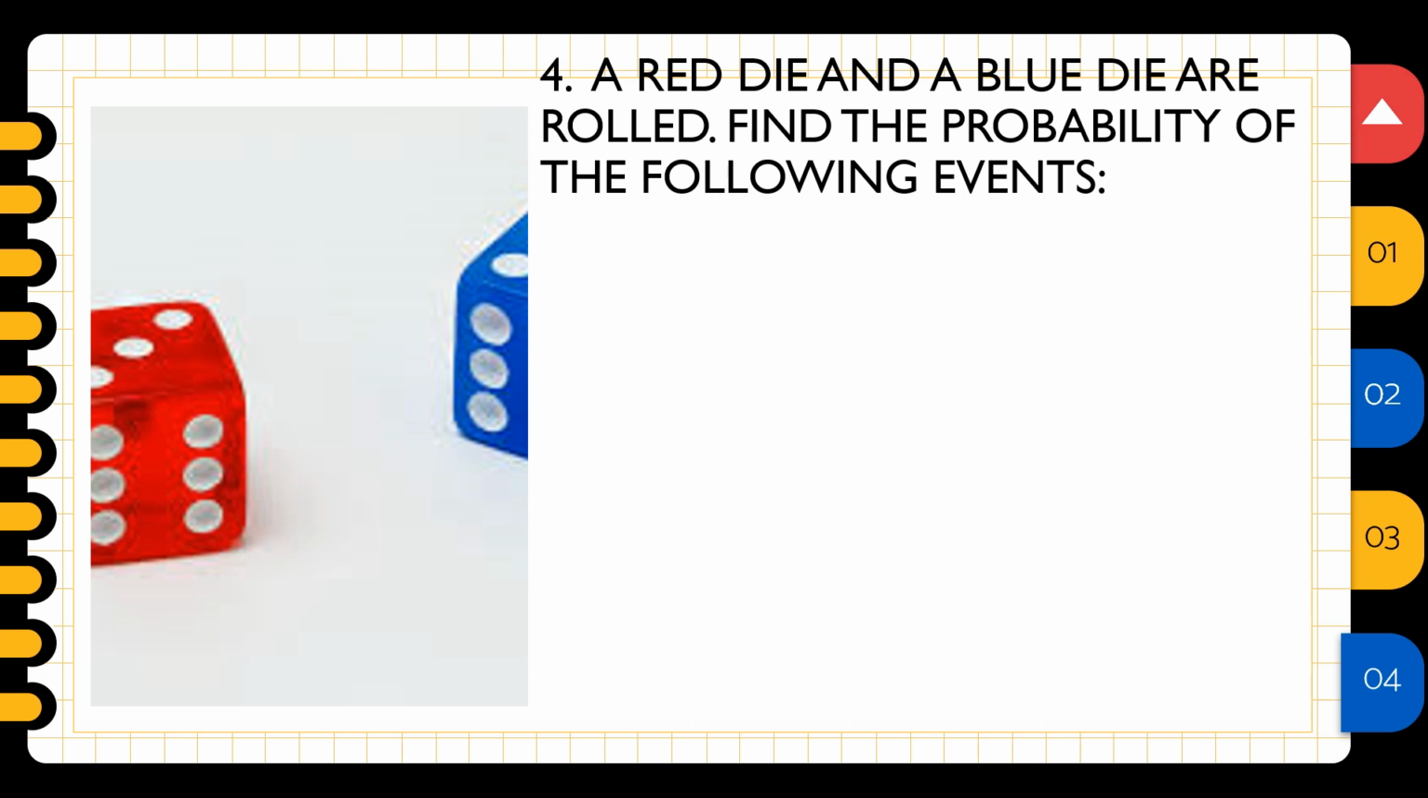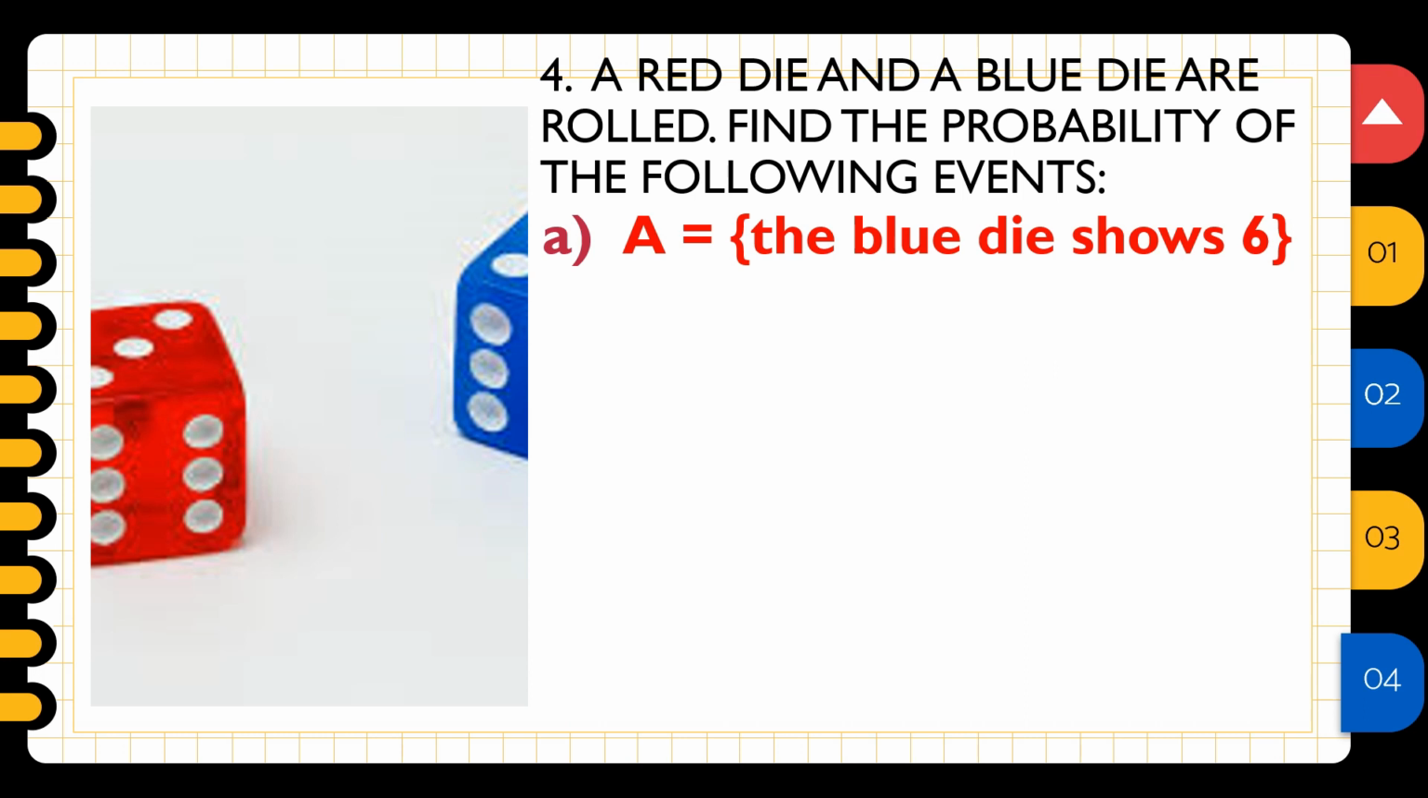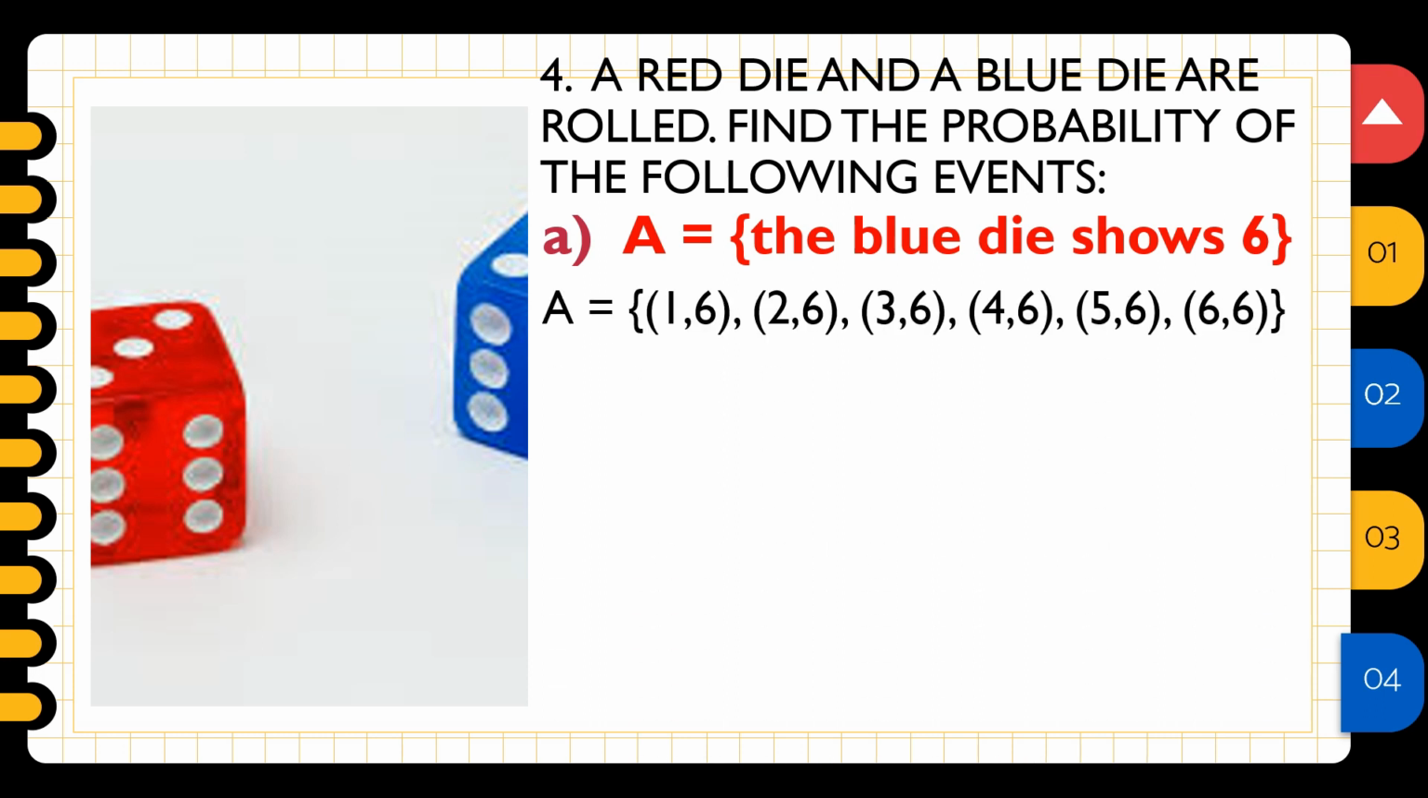Let us have number 4. A red die and a blue die are rolled. Find the probability of the following event. Letter A. A equals the blue die shows 6. Here we have 6 chances that the event will come out. We have 1 and 6, 2 and 6, 3 and 6, 4 and 6, 5 and 6, and 6 and 6. Regardless of which one is enumerated first, the red one or the blue one, as long as the blue die shows 6, there are still 6 chances that the condition is met.